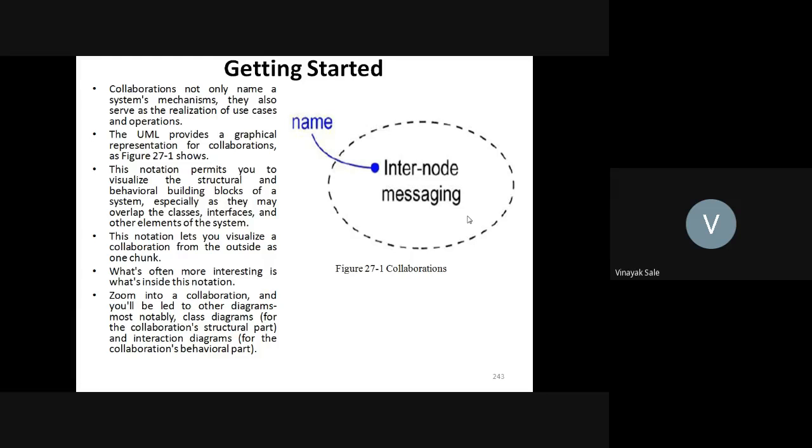Collaborations not only name system mechanisms, they also serve as a realization of use cases and operations. The UML provides a graphical representation of collaborations in the form of elliptical shapes. This notation permits you to visualize the structural and behavioral building blocks of a system, especially as they may overlap the classes, interfaces, and other elements of the system. This notation lets you visualize a collaboration from the outside as one chunk. What's often more interesting is what's inside. Zoom into the collaboration and you will find other diagrams, most notably class diagrams for the collaboration's structural part and interaction diagrams for its behavioral part.